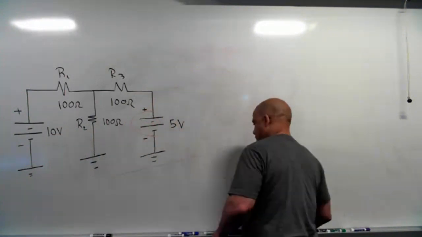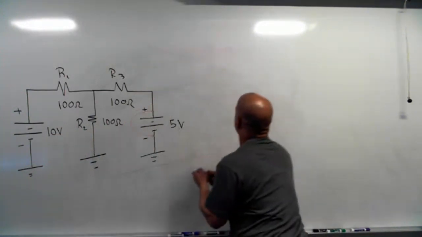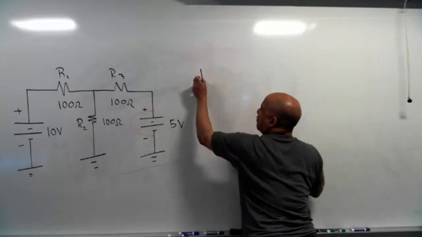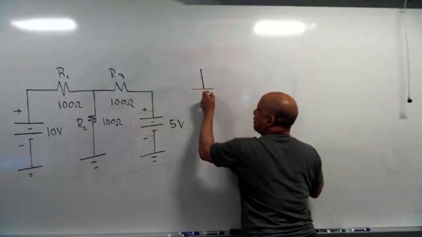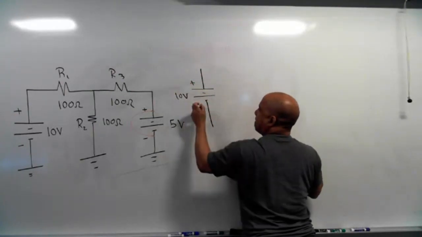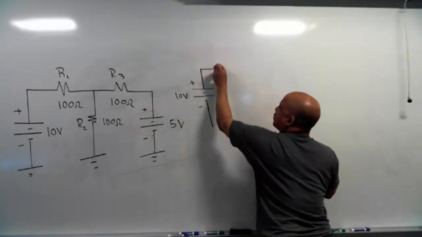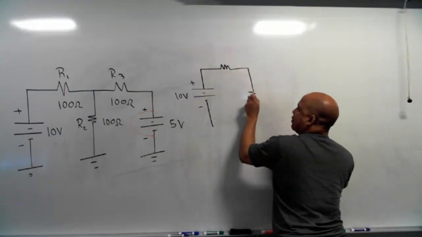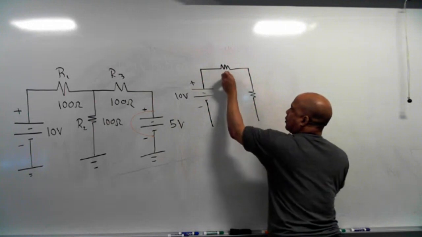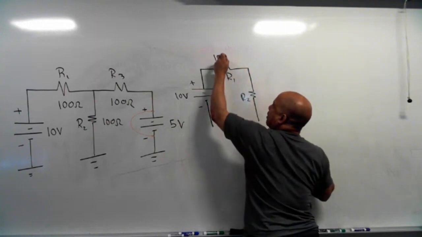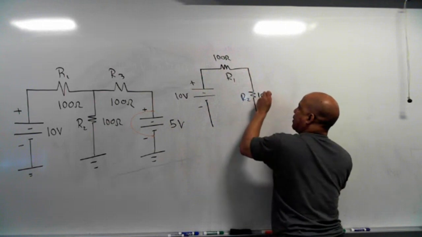When I do that, then the circuit I get is this. I get a 10 volt source, which I'm leaving on. I got that first 100 ohm, which is R1, and the second 100 ohm, which is R2. So here's R1, here's R2. That's 100, and that's 100.